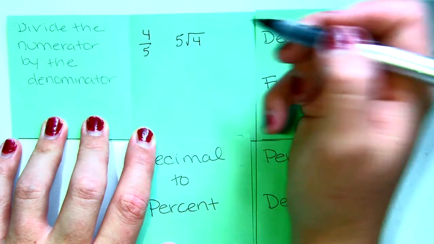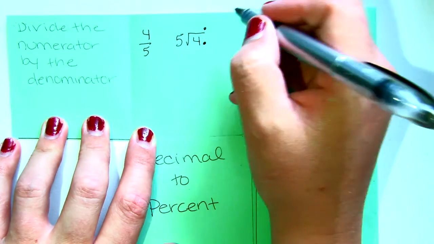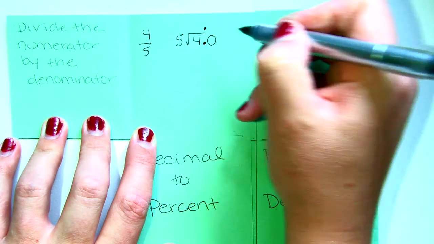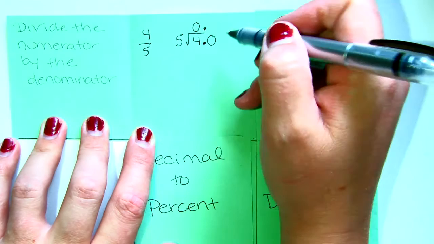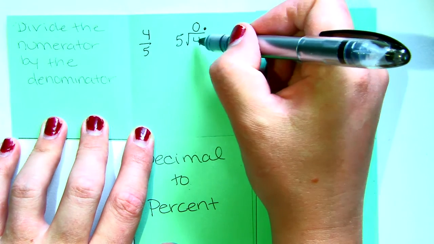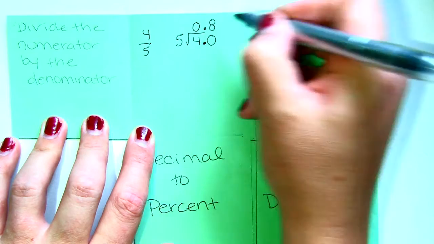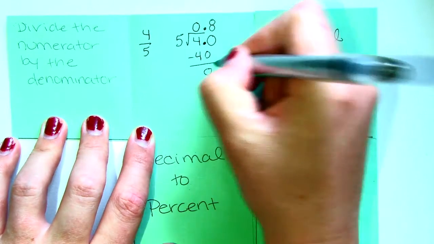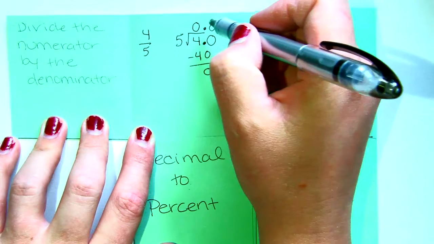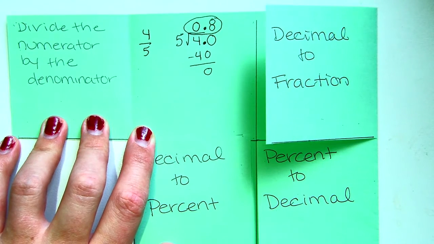Now, 5 can't go into 4, so we're going to put a decimal on both the bottom and the top. We're going to put a 0 in its place, and we're going to put a 0 up top here. All right? So now I have 5 into 40. 5 can go into 40 8 times, so I'm going to put an 8 up top. 8 times 5 is 40. We get to subtract, and boom, we get 0. So our answer happens to be 0.8. All right? So that's how we can turn a fraction into a decimal.